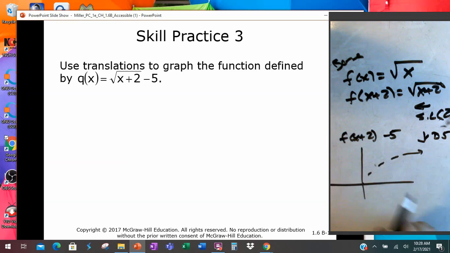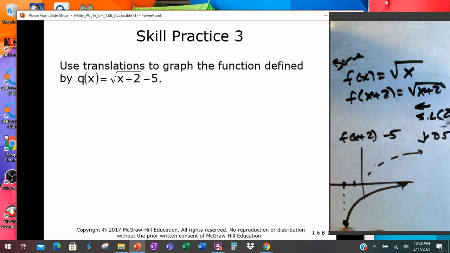I've got this picture in my mind. Here's my 0, 0. Shift left by 2. So over here is my starting point. And then down 5, I would just count 1, 2, 3, 4, 5. Somewhere right there is where I would start doing my picture to get a basic starting graph, okay?